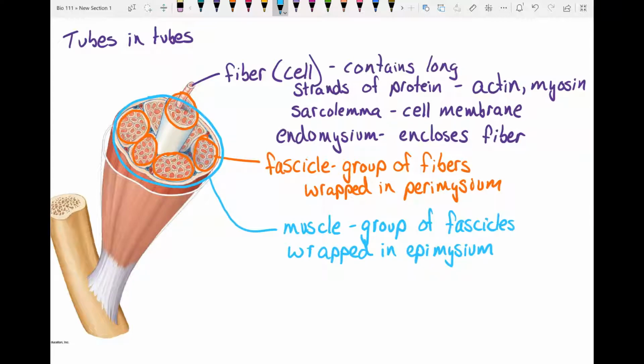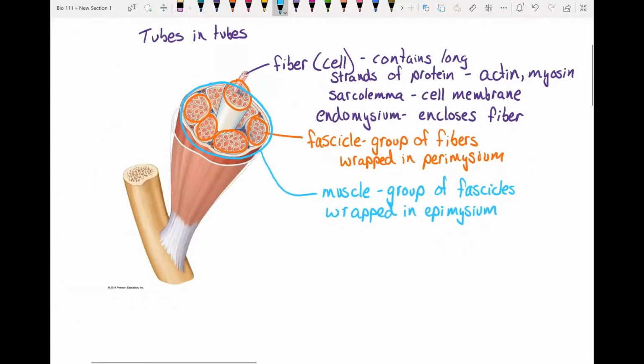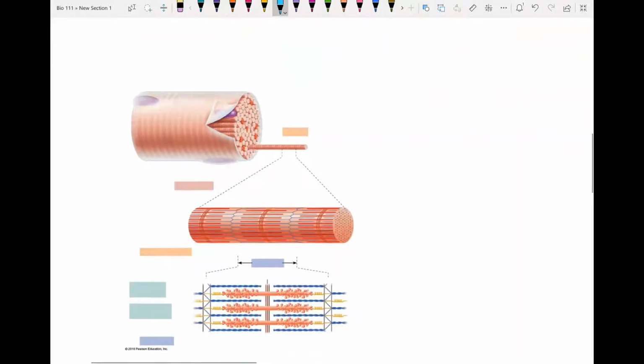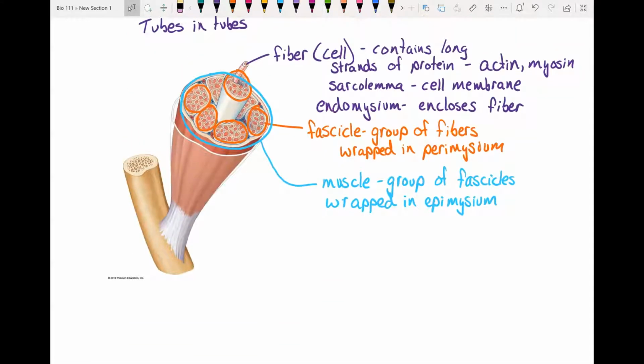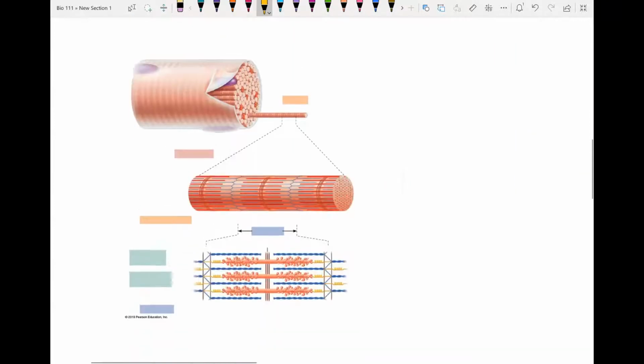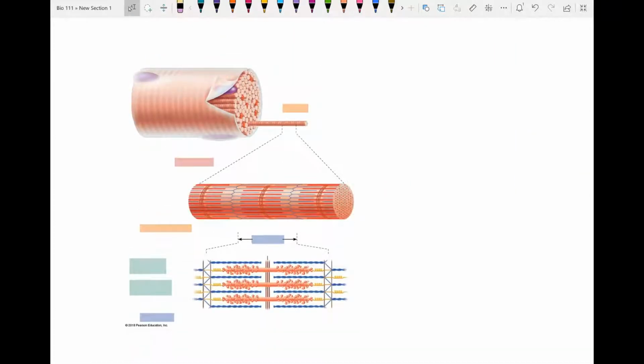So a muscle is a group of fascicles, a fascicle is a group of fibers, a fiber is a group of actin and myosin strands. Okay. Here we're looking at it sideways. So we're taking this picture and turning to look at it sideways. Here we're looking at it head on. If we take this fiber and turn it to look at it sideways, that's what this picture is. It's a side view of a fiber.